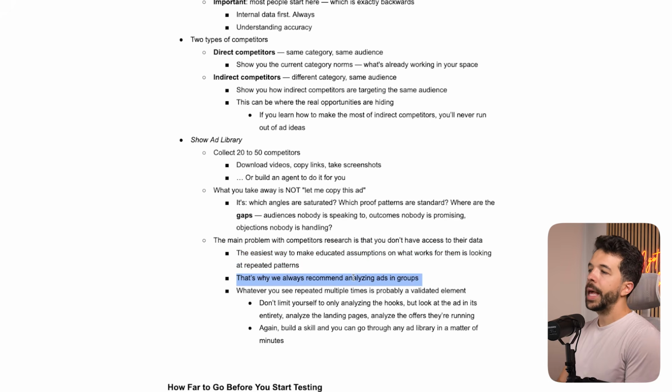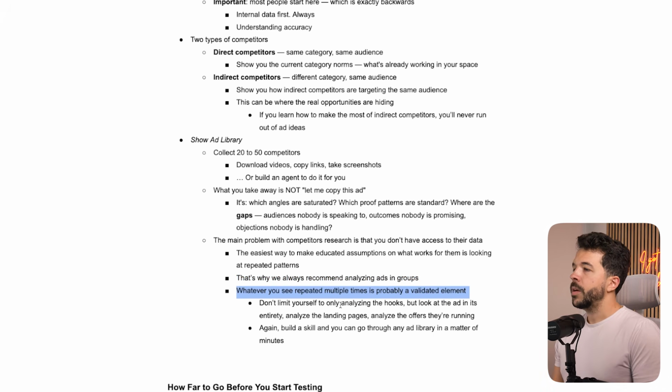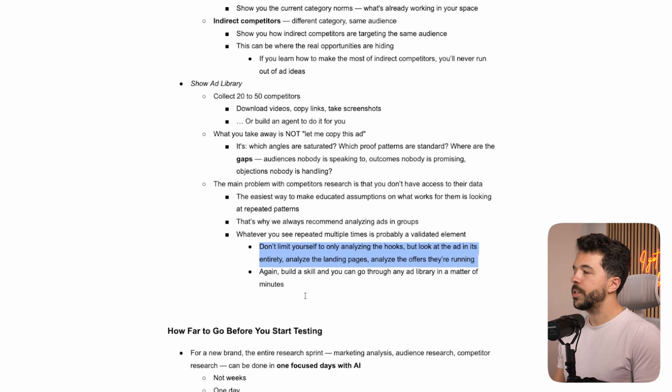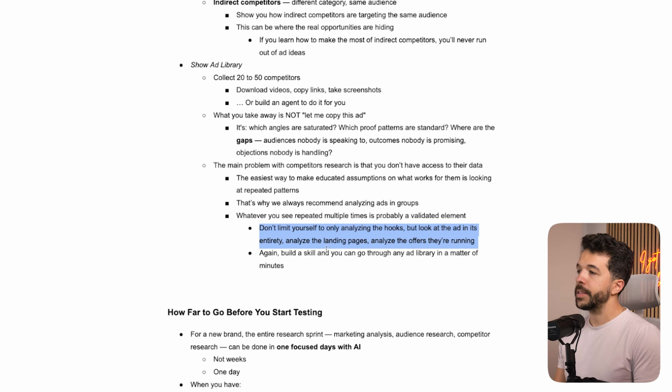So as I said before, I love analyzing ads in groups, and I believe this is what you should do if you want to get serious and if you want to learn how to steal ethically from your competitors. Whatever you see repeated multiple times is probably a validated element. Don't limit yourself to analyzing the hooks, but look at the ad in its entirety. Analyze the landing pages, analyze the offers they're running.